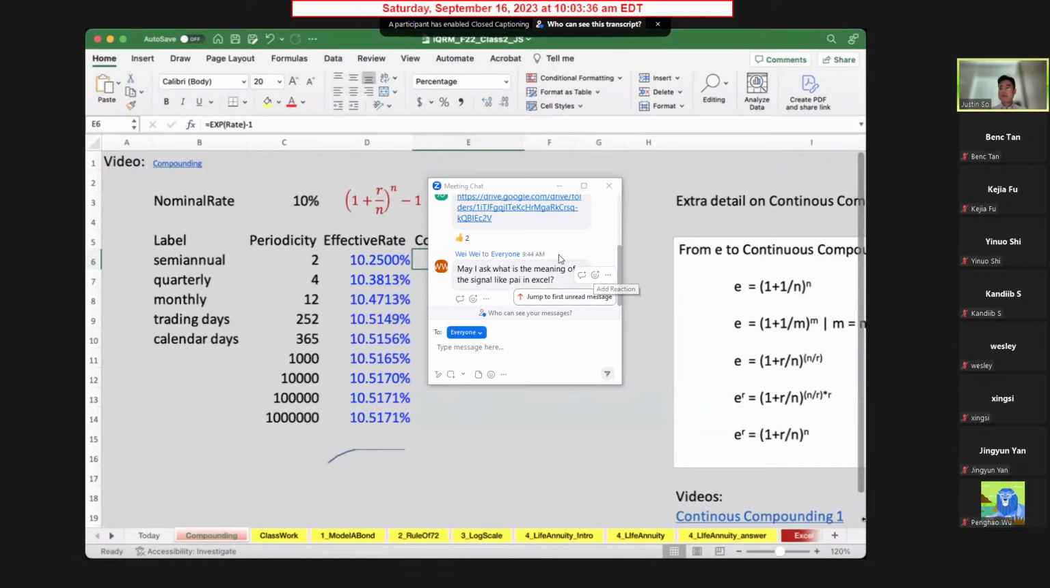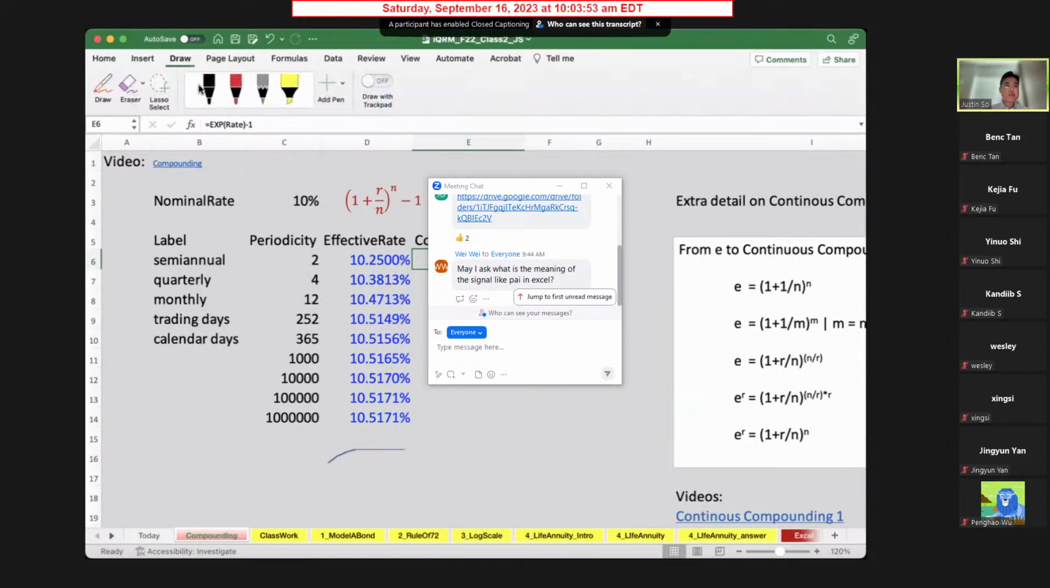So let's talk about the time value of money a little more. Compounding tab. So nominal rate here. Let's start with the example, 10% for the year.